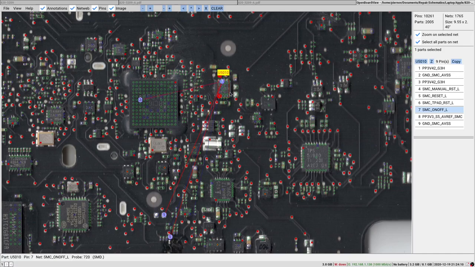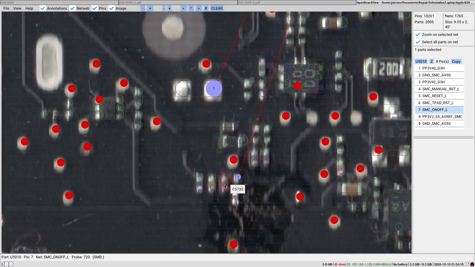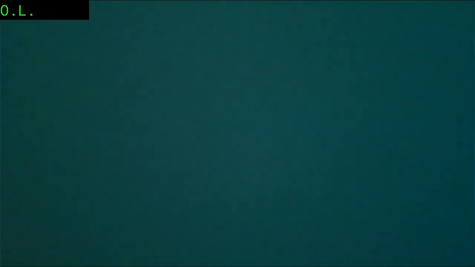So first thing to check is this capacitor. This was already done, so if we take a look under the microscope, the capacitor we are interested in is this capacitor, and we already shifted it from one pad so that it doesn't make contact anymore on the SMC on off L line. So that's excluded from the equation.